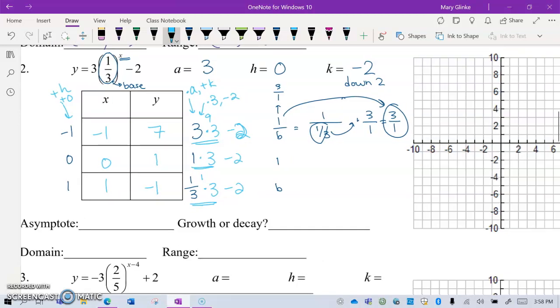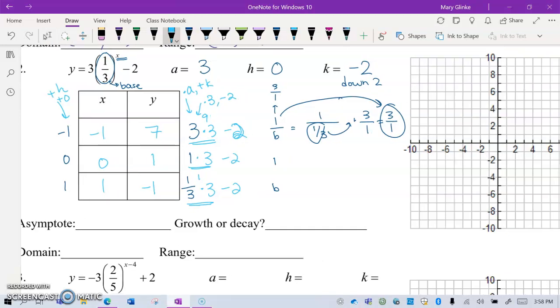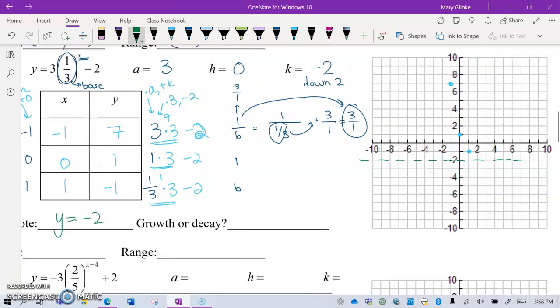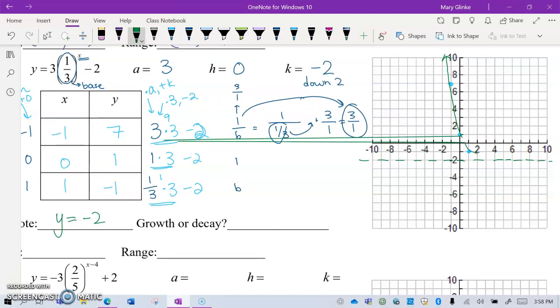So now we have our new table of values. We can graph -1, 7, 0, 1, and 1, -1. Before we actually graph it, we're going to write our asymptote down. It is y equals our k value, which is -2 in this case. And we can put a horizontal line down at -2 here. Which means now we can connect this and make it look like our nice exponential function.